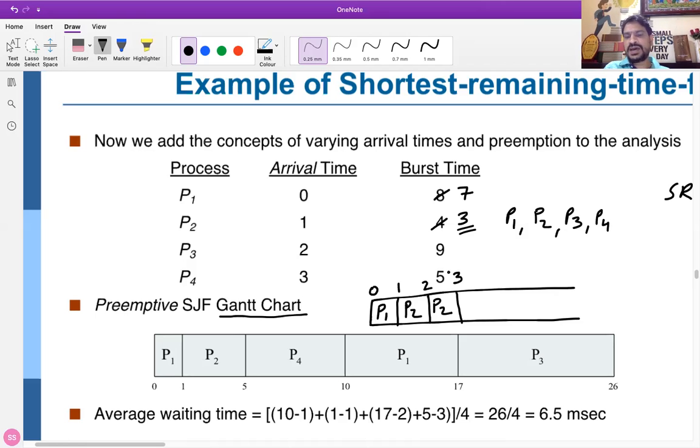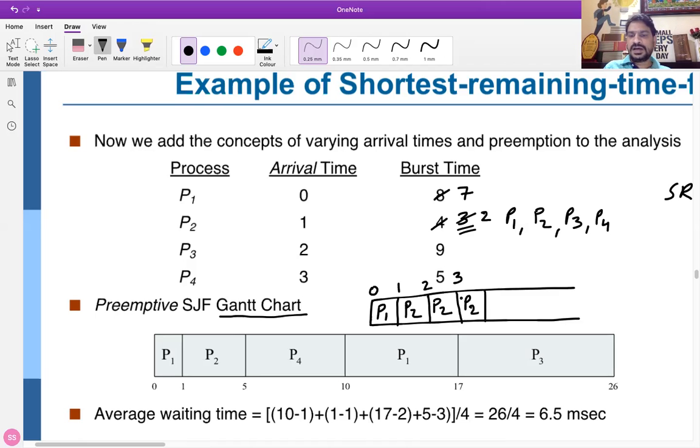Now we have 4 options. Because one more has been exhausted, the remaining is 2 here. Now we'll compare P1, P2, P3 and P4 to find out which has the shortest burst time. You'll find that it is 7, 2, 9 and 5. So the shortest one is again P2, so P2 will go on for the execution.